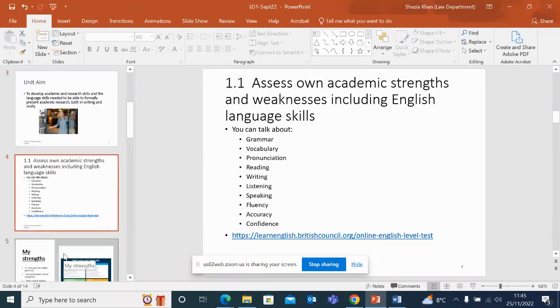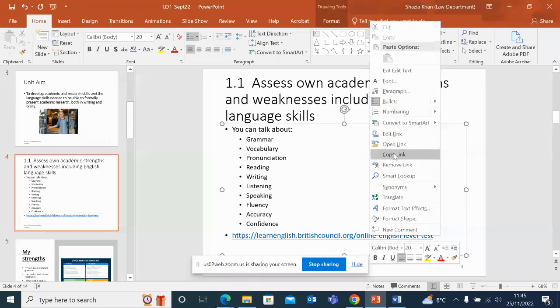So when we look at the issue of 1.1, it looks at assessing your own academic strengths and weaknesses, including English language skills. You can talk about things like your grammar, your vocabulary, your pronunciation, reading, writing, listening, speaking, fluency, accuracy, and as we mentioned, confidence is really important as well. It's important to identify what your strengths and weaknesses are. And the website that you need to go on to look at things like that is the Learn English British Council one.